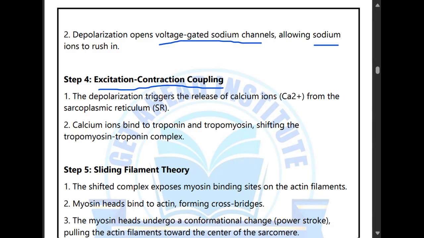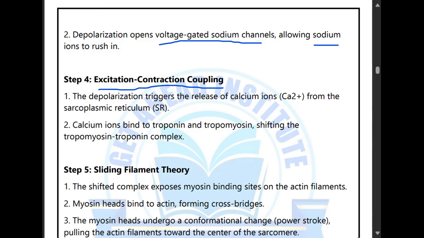Now, this is the thing. When the cell is at rest in a skeletal muscle fiber, the resting membrane potential is negative 90 millivolts. The three things that help maintain the normal resting membrane potential, we already discussed. We have the sodium potassium ATPase pump, the potassium leaky channels, and the sodium leaky channels.